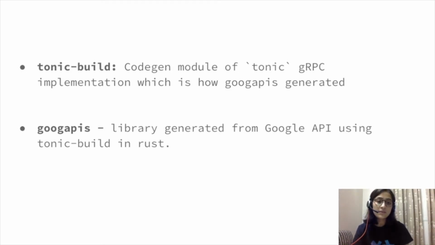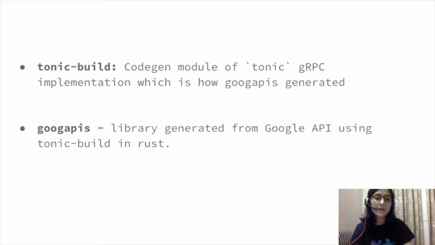Tonic build is the code gen or the code generation module of Tonic gRPC implementation. It compiles proto files via Prost and generates service stubs and proto definitions for use with Tonic. So Tonic build was something that was used for the generation of Google APIs. That is the crate that we used for implementing our PubSub connector.